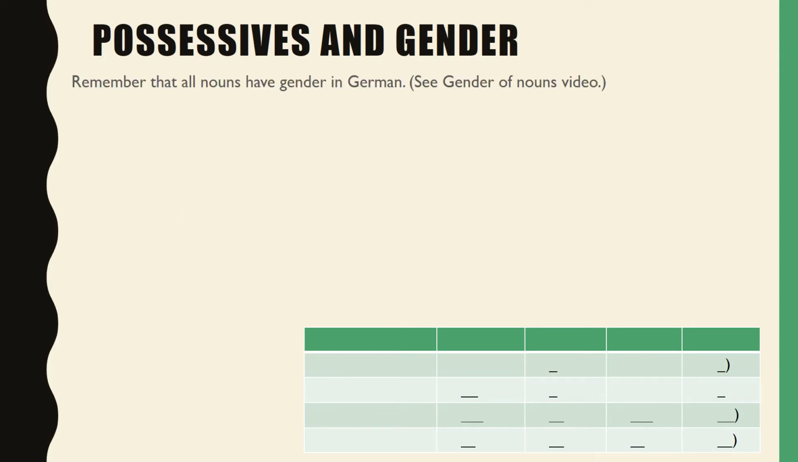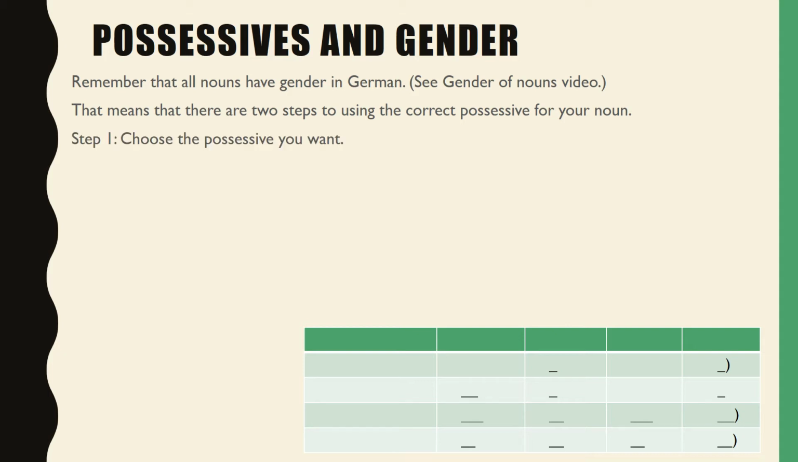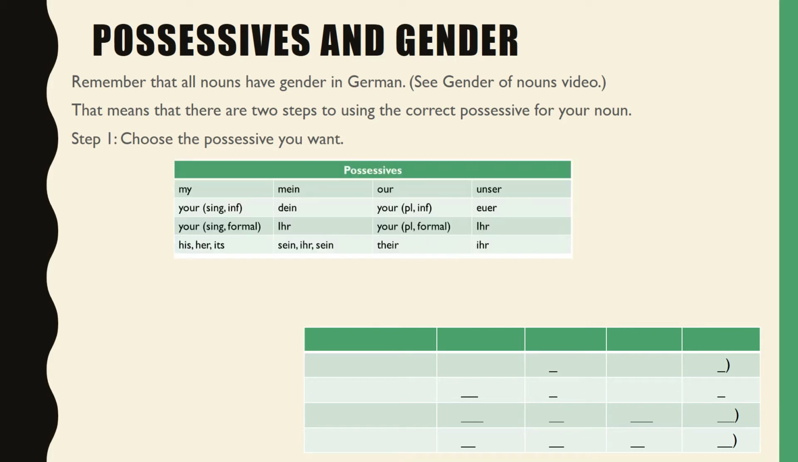Remember that all nouns have gender in German. See Gender of Nouns video. That means that there are 2 steps to using the correct possessive for your noun. Step 1 is to choose the possessive you want. Here is the chart from the previous slide. Step 2 is to pick the correct ending for the possessive.